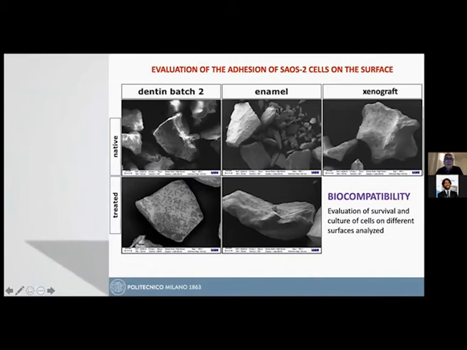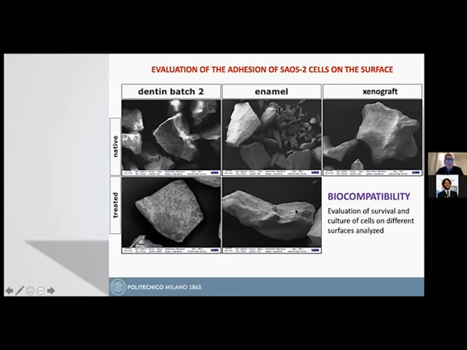the native, untreated dentin. The surface is white, the black spots are the cells on the surface, and we have a certain number of cells. But with the treated dentin, we have a very high number of cells on the surface. The same thing with the enamel. The untreated enamel is without any cells on the surface, and after the treatment it is very similar to the xenograft in shape and in the number of cells on the surface.